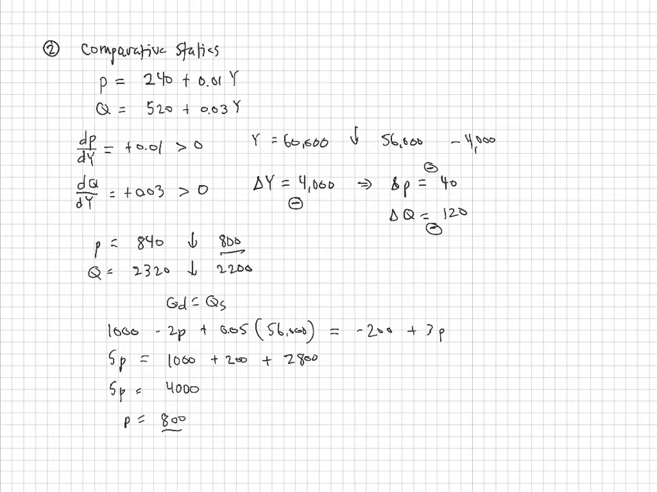Look, that matches. And quantity would be equal to minus 200 plus 3 times 800, which is 2,400 minus 200, 2,200. Again, it's a match. Excellent. So here's the new equilibrium. And finally, we're going to look at a subsidy and see what happens when you have a subsidy.